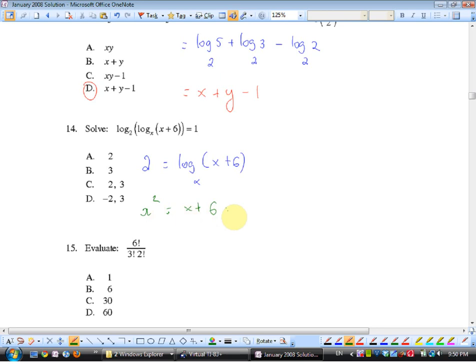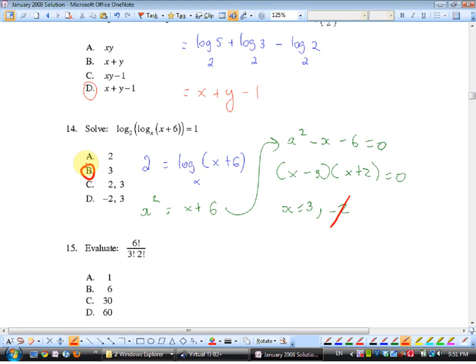But this is a quadratic. How do I know? It's got a squared. Make it equal to 0. Factor, you'll get x minus 3, x plus 2 equals 0. You'll get roots of 3 and negative 2, but if I put a negative 2 in for the base right there where the little x is, that's extraneous because bases cannot be negative. The answer to number 14 is A. Oh, sorry, B. I circled the right one.